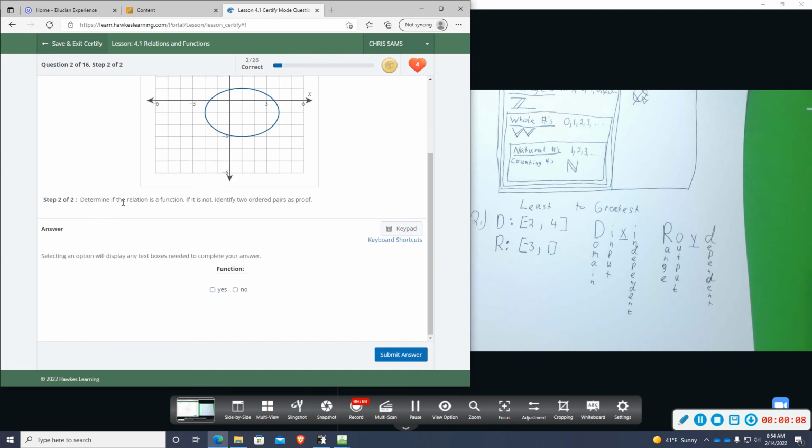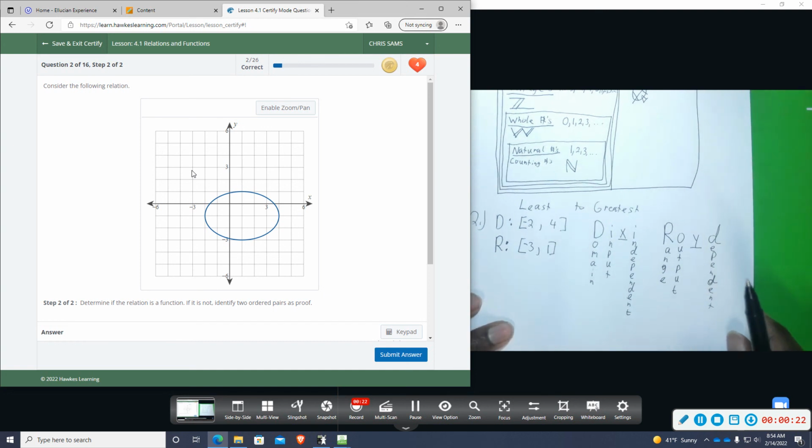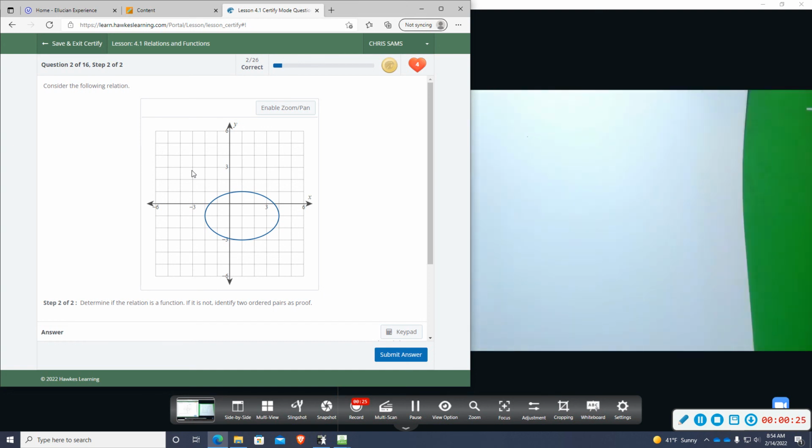Part 2 wants to determine if the relation is a function. If it is not, we're going to identify two ordered pairs as proof. To determine if this is a function, we have to use the vertical line test. Let me give you a little background on the functions that we saw.